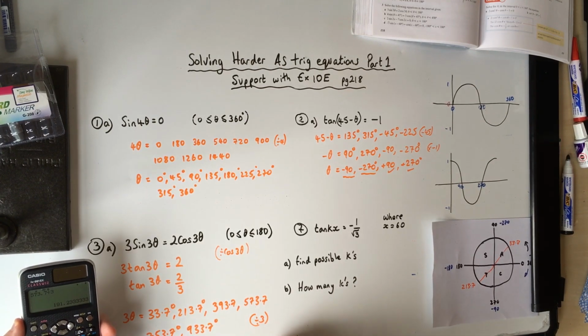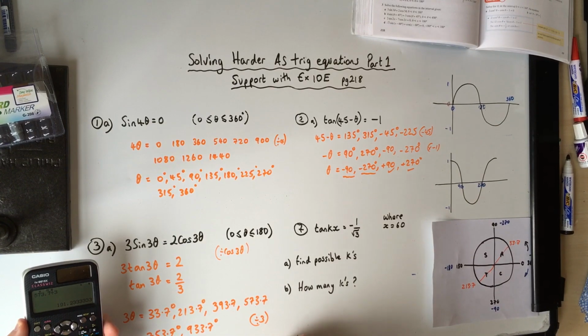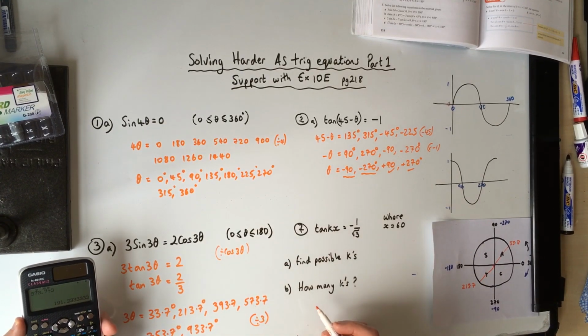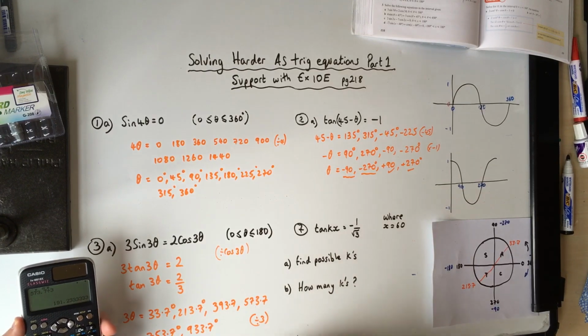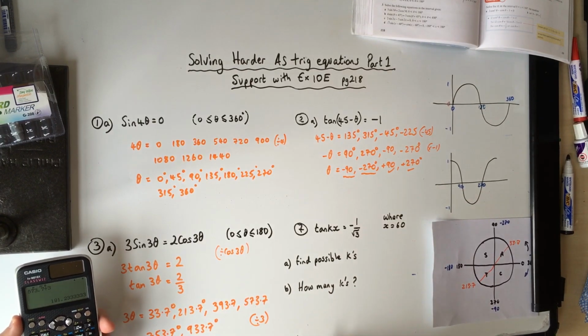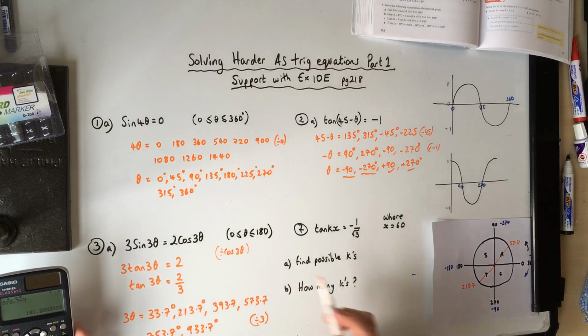We do not want that divided by 3. You can see now it takes us out of the range that they're asking for. If this had been 360, all of these would have been included. Okay, but we don't want those. Okay, so that's 3A.